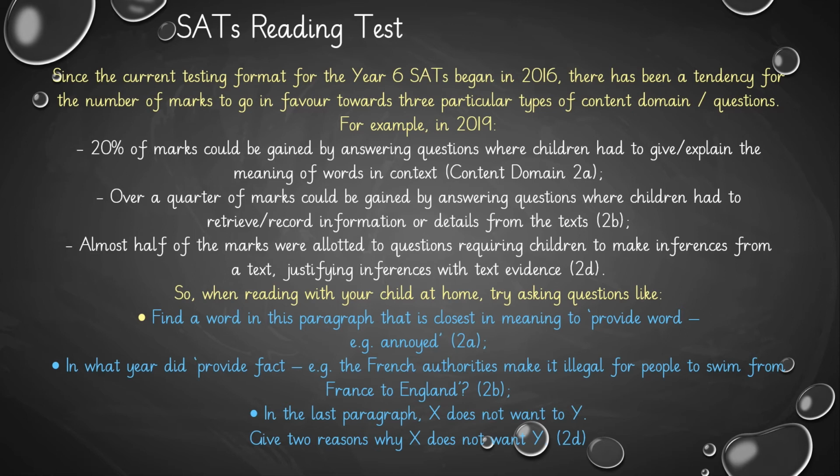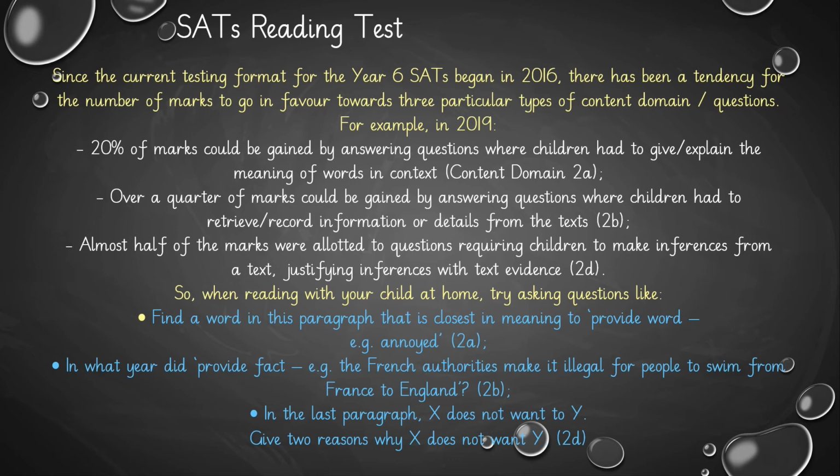Over a quarter of the marks could be gained by answering questions where children had to retrieve or record information or details from a text. Almost half of the marks were allotted to questions requiring children to make inferences from a text and justify their inferences with evidence. So, when reading with your child at home, try answering questions like, find a word in this paragraph that is closest in meaning to, and then provide a word, for example, annoyed.